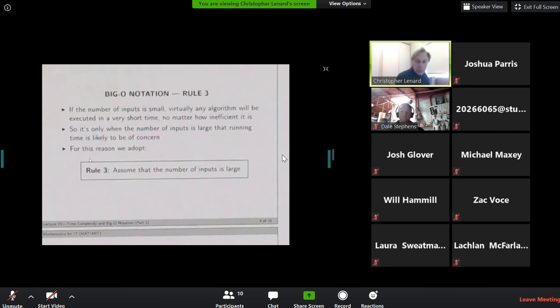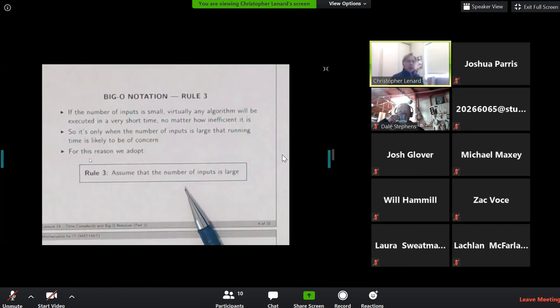Rule number 3. We really don't care about small inputs. When we did the example about sorting a list with just 8 elements in it, 8 is really small. In a sense, that was just a toy problem to help us understand the bigger problem. What we're really interested in is what happens when the input size is large, because that's going to take the large amounts of time or the large number of operations.